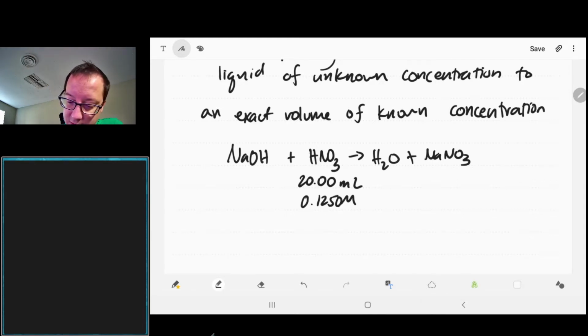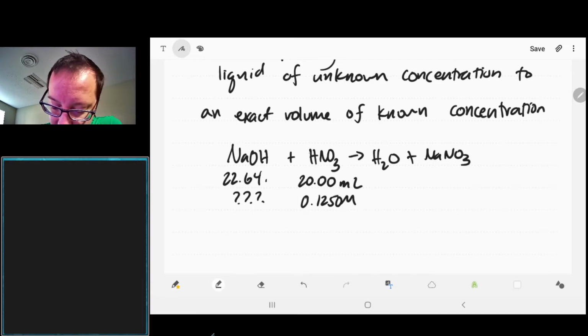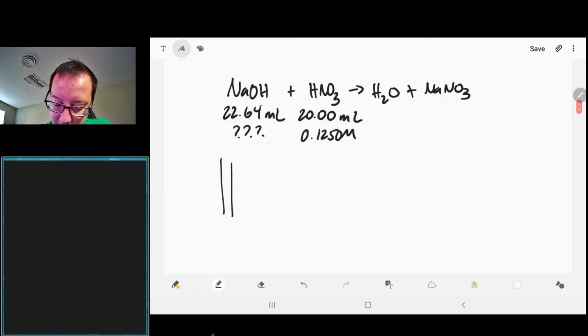With the NaOH, we might say, okay, well, we have an unknown concentration of that. But we know that it took, let's say, 22.64 milliliters to do the titration. How that works is you have a piece of equipment called a burette.